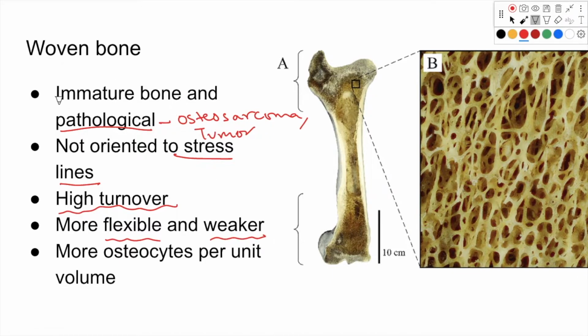The other physiological condition in which immature bone, or woven bone, is formed is in fracture healing. In the callus formation, there is woven bone formation, which is not oriented along stress lines, and therefore does not grow along stress lines. It is more flexible and weaker. This is a physiological condition in which woven bone is formed, whereas a pathological condition in which woven bone is formed is osteosarcoma or other tumors where this can occur. It has more osteocytes per unit volume.